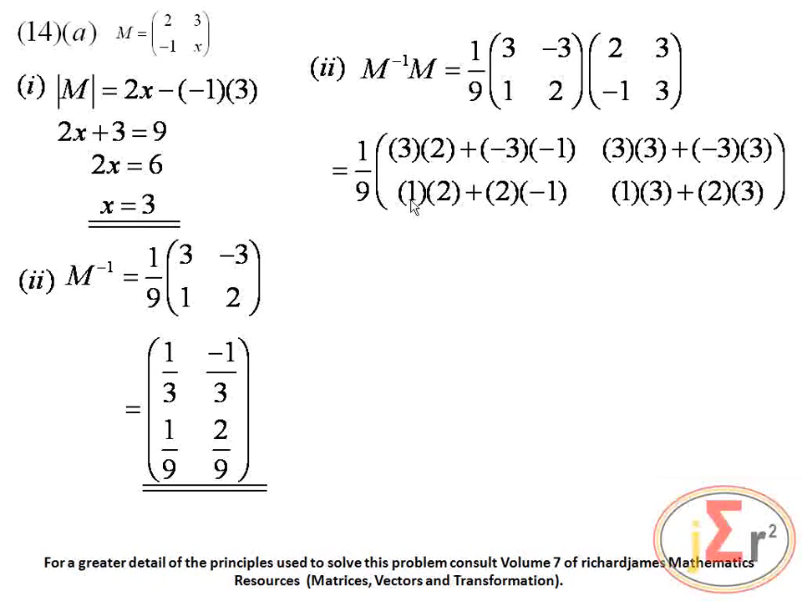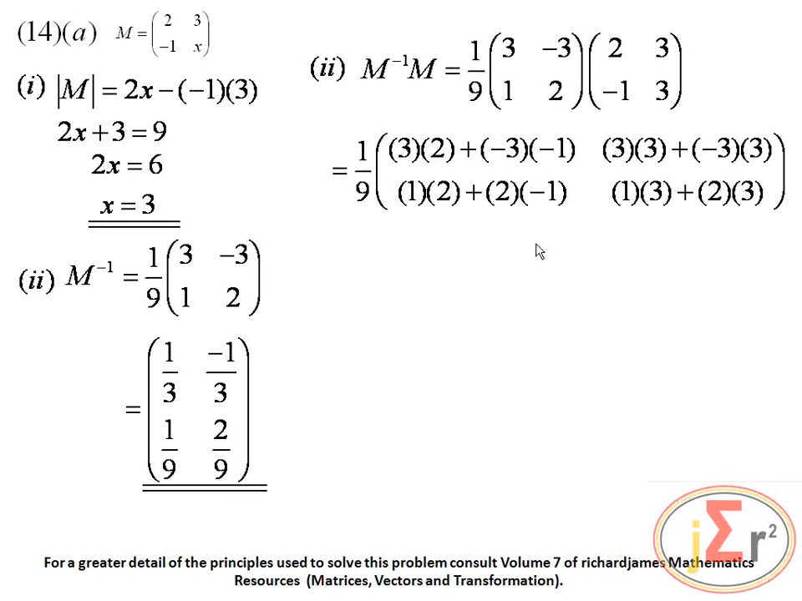And of course right here we have the lower row by the left. So the answer will go to the lower left. The lower by the left we have what? 1, 2 plus 2, negative 1. And finally the lower multiplied by the right we have what? 1, 3 plus 2, 3.